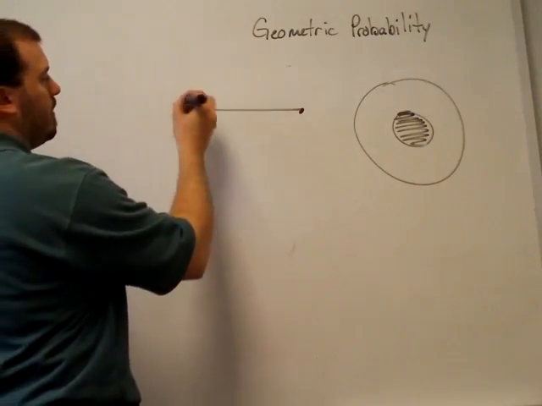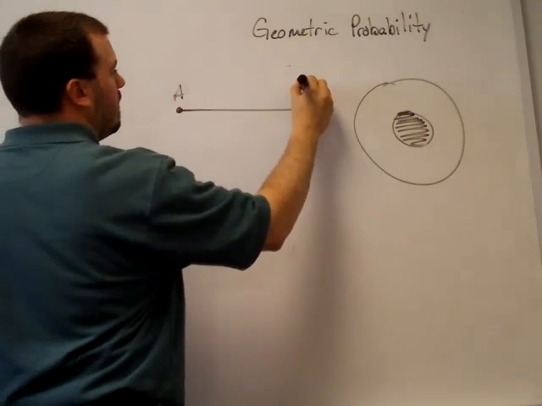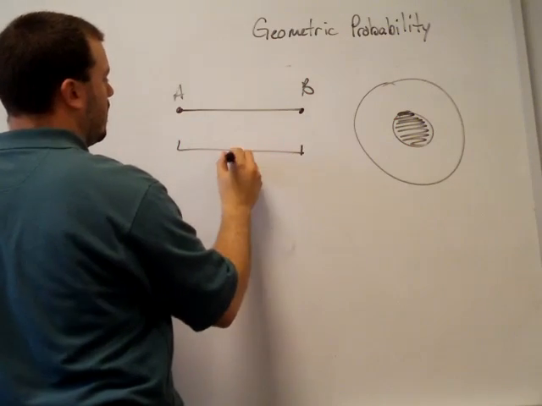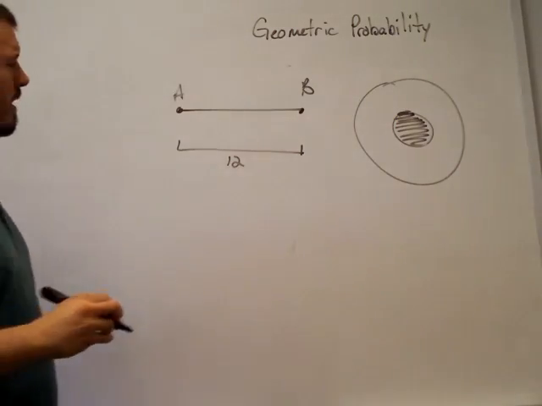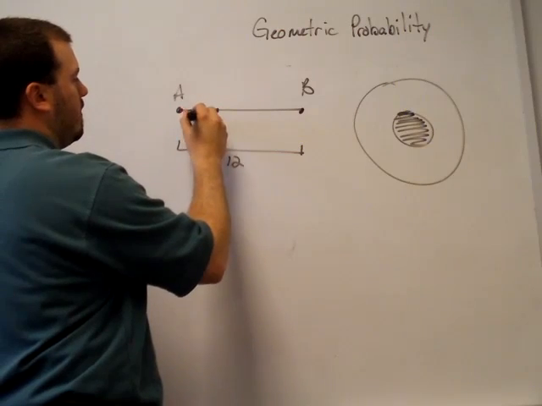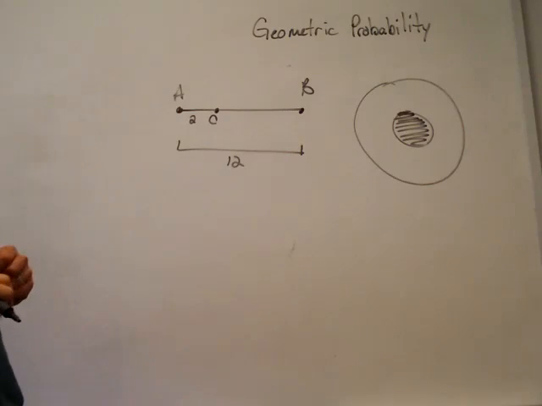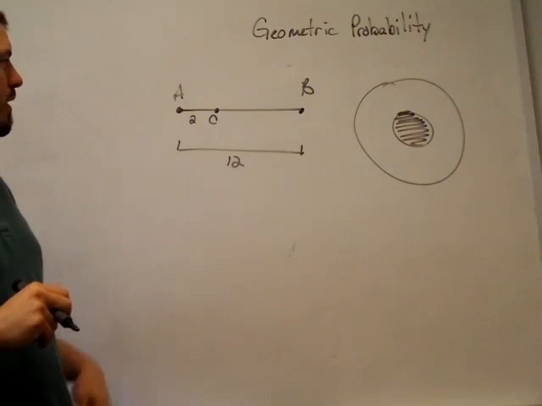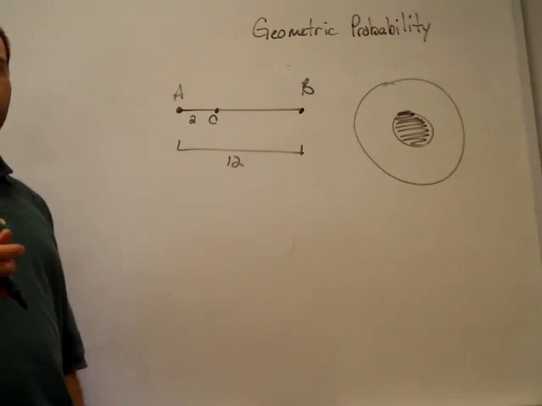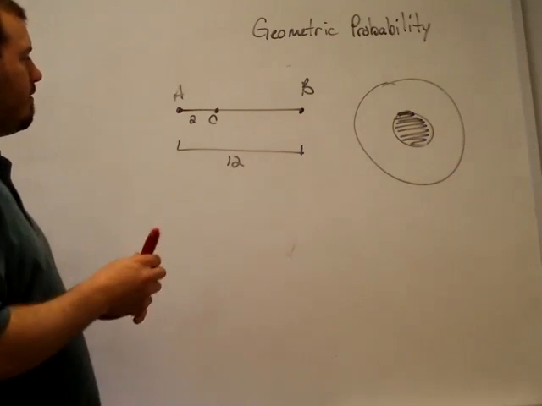So if we had a segment AB that is 12 units long, and a point C such that AC is 2 units long. If we were to ask the question, what's the probability that a point chosen randomly on segment AB falls within 1 unit of C? To answer this question, we really need to look at the lengths of some segments.